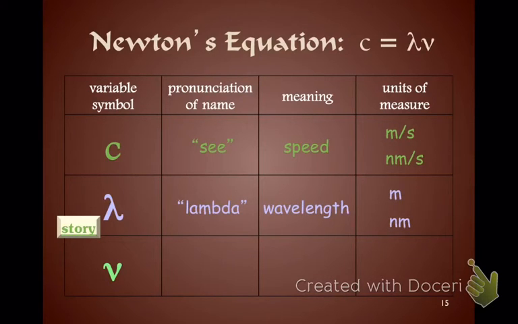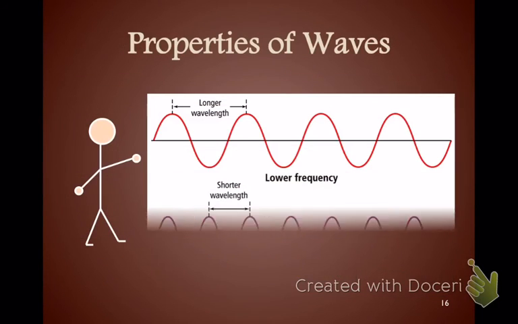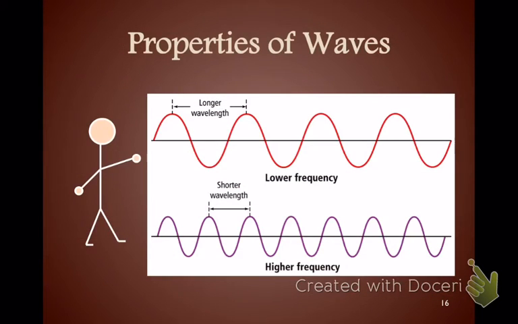The third variable in this equation is also a Greek letter. If you haven't seen it before, it's nu to you. Nu is the symbol that chemists use to represent frequency, or how often something happens. Frequency is measured in hertz, which is the same as inverse time. In this case, 1 per second. Waves have different characteristics.